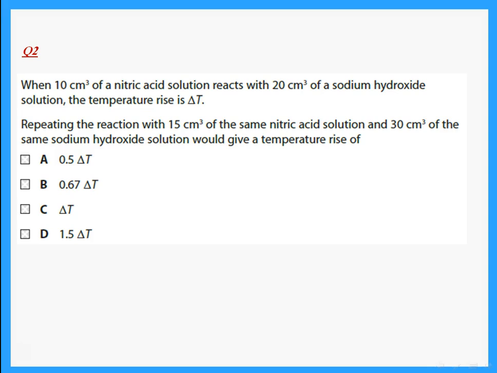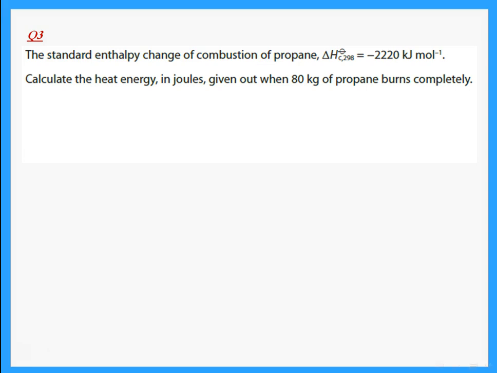You have to realize that the temperature rise is a value for a certain reaction. The Q is a value for a certain reaction. So the delta T, whether I'm talking about 10 or 15 or 20 or 30, the delta T for a certain reaction is the same. So this would also be delta T.